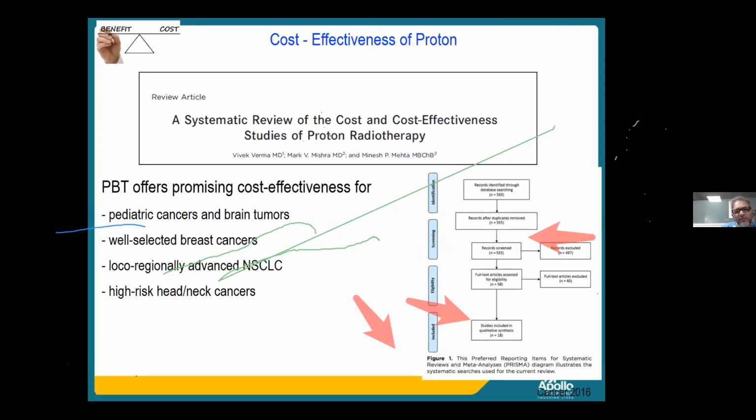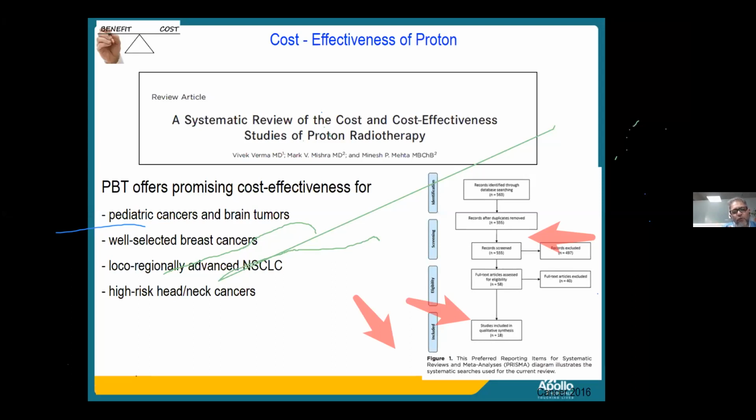The cost effectiveness of proton is the classic Markov model, where you put in the initial investment and balance it out with the benefit that the patients would yield to himself or herself, but also the societal benefit in terms of preservation of function, in terms of survival, in terms of employment, and contribution to society.